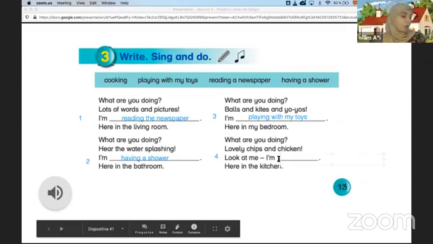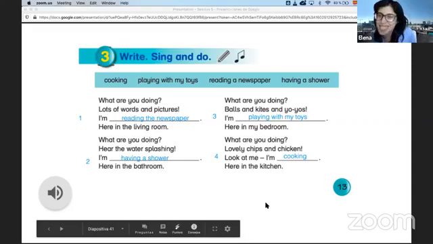Okay, and number 4, Asma, Islam, Sally, they're all saying cooking. I'm cooking in the kitchen. That's right. Fantastic. Well, that's the song complete. So I think we can now learn to sing the song together.